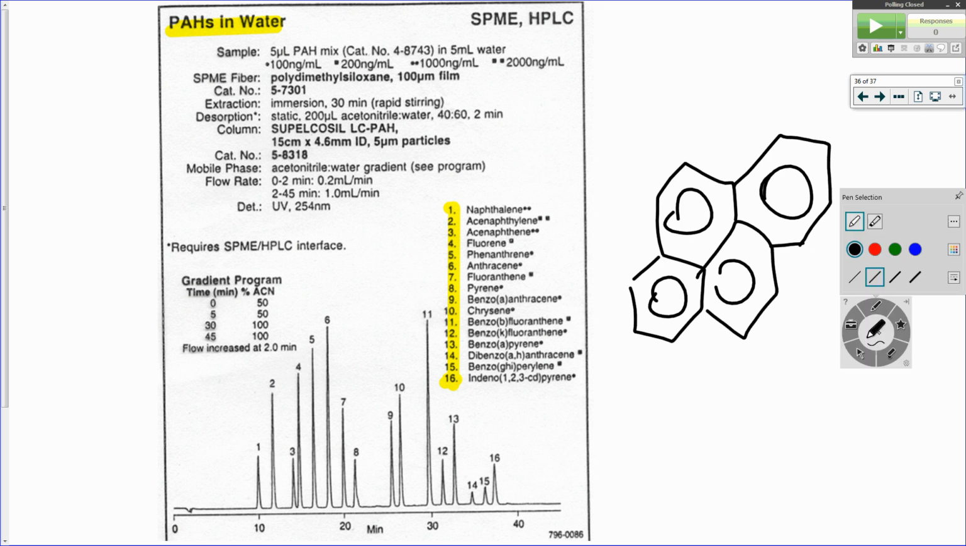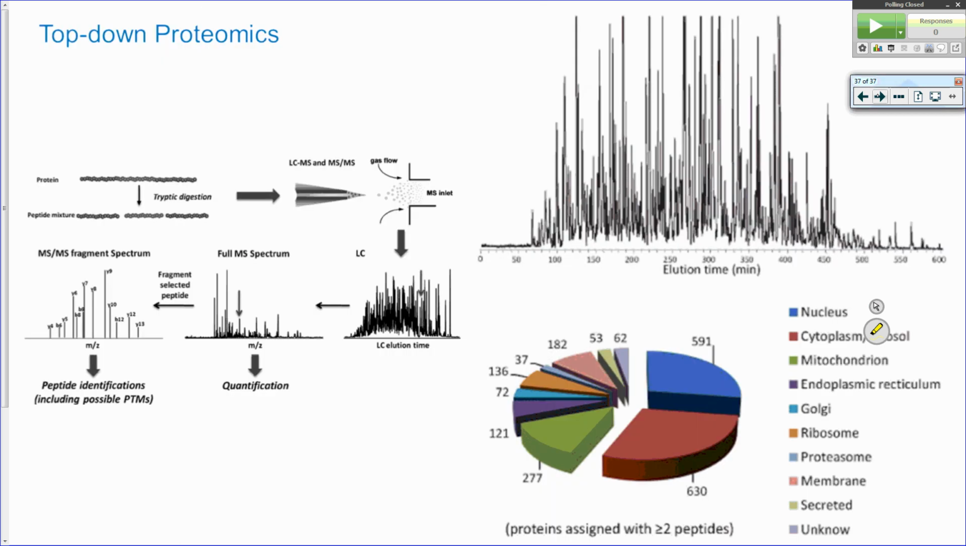And these are things that, even though this separation is used in a reverse phase separation, this is actually using a column that's specifically designed for polyaromatic hydrocarbons. It has an aromatic system bound to a column. This is one of the first ways that we could look at all 16 of those in one run.